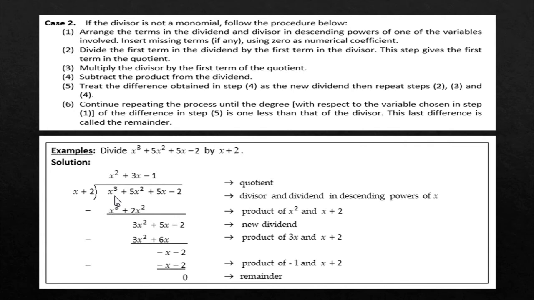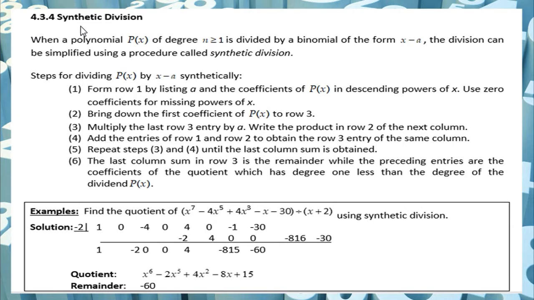Okay. This one is a multinomial. So, we can have this long division process. Another way is through synthetic division. When a polynomial p of x of degree n greater than or equal to 1 is divided by a binomial of the form x minus a, the division can be simplified using a procedure called synthetic division.